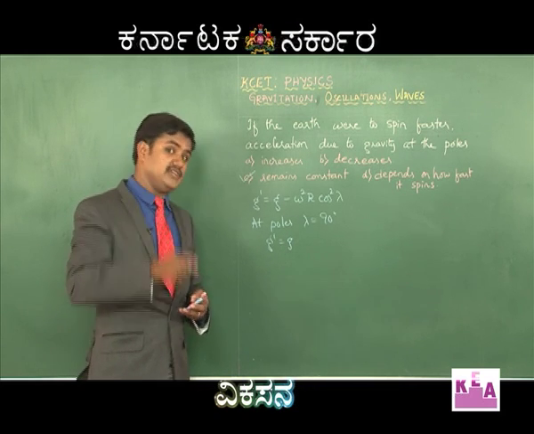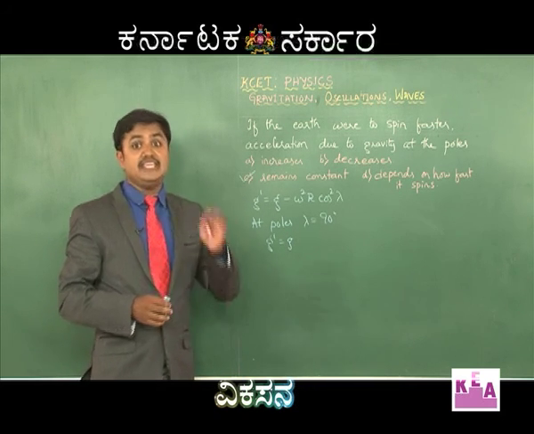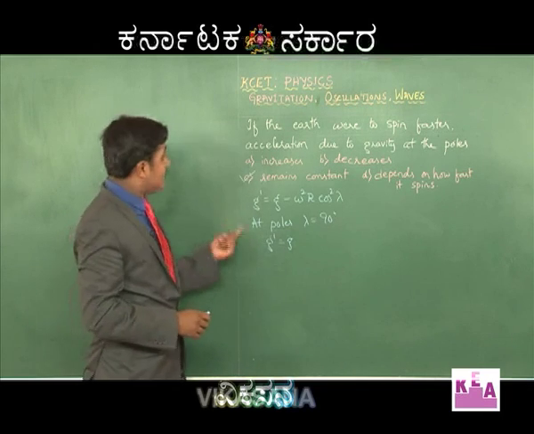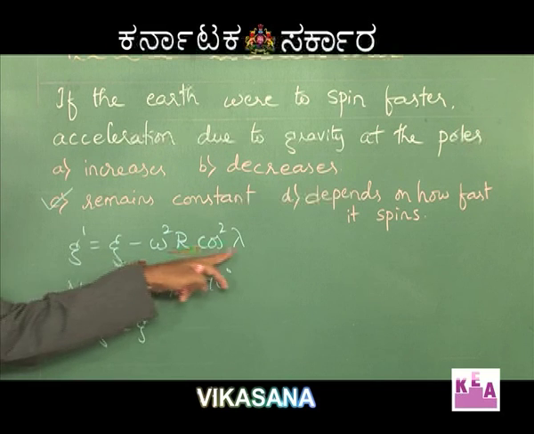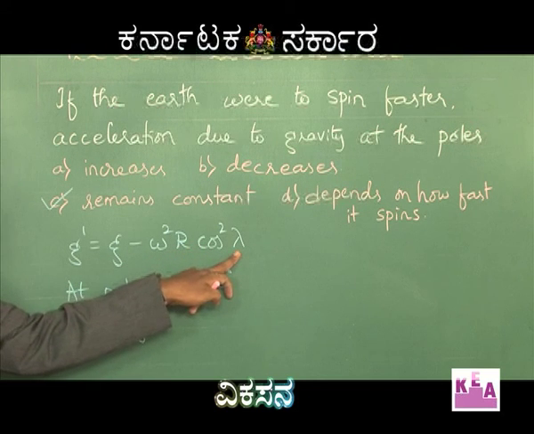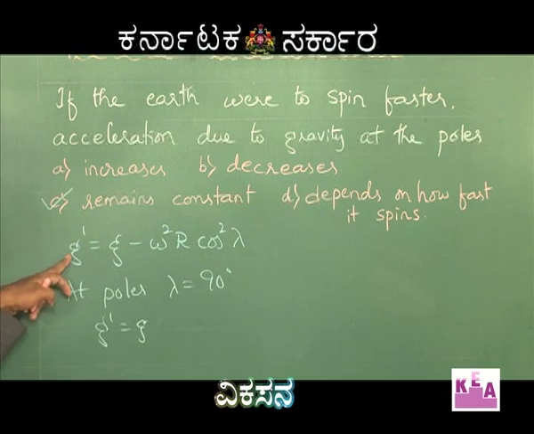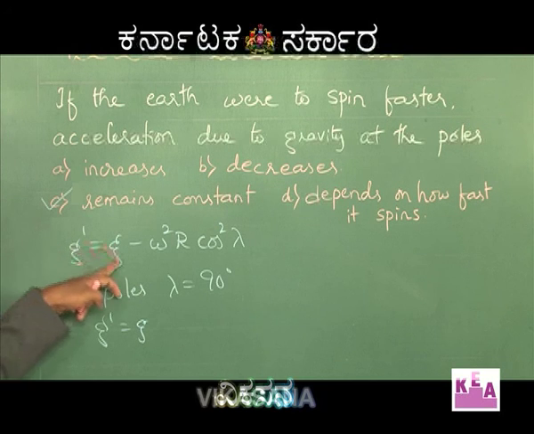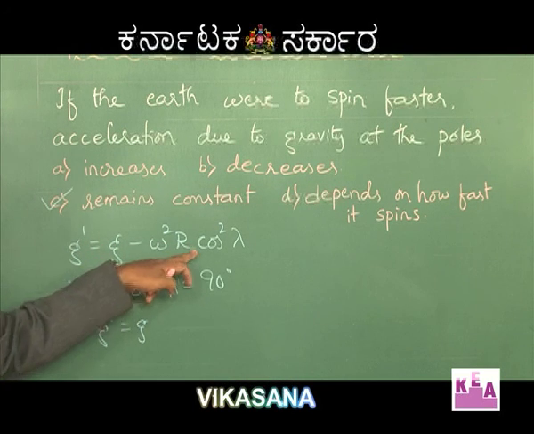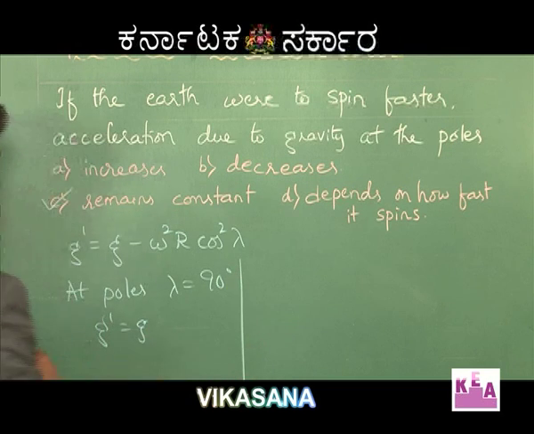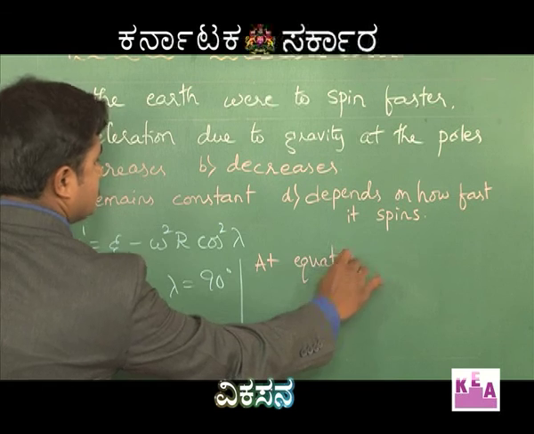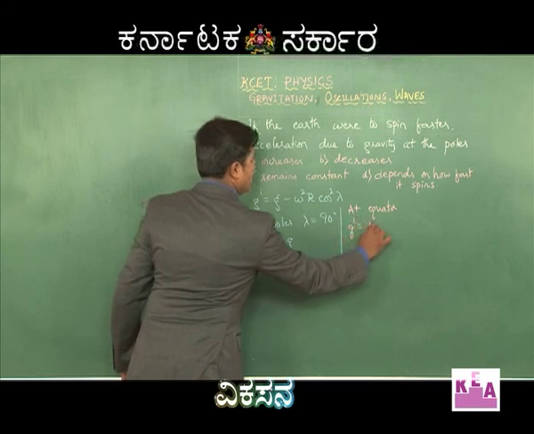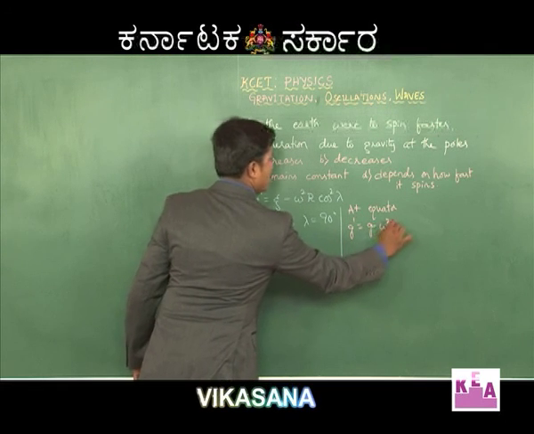But if the same question is asked for equator, what's the value of g or g dash at equator? At equator, lambda will be 0, and the expression for g dash will be g dash is equal to g minus omega square r. Let me write the expression. At equator, g dash is equal to g minus omega square r.